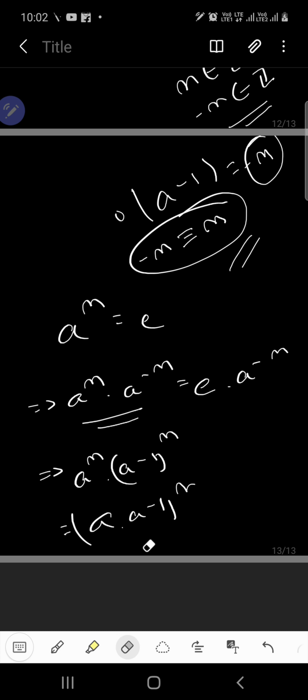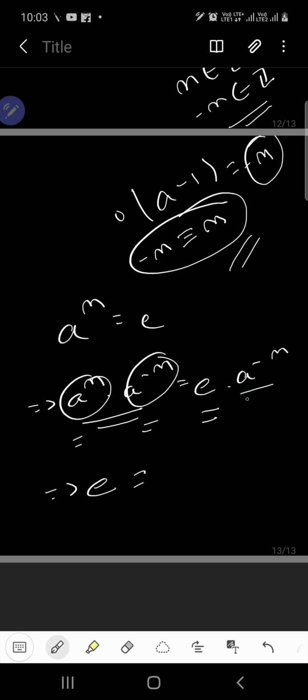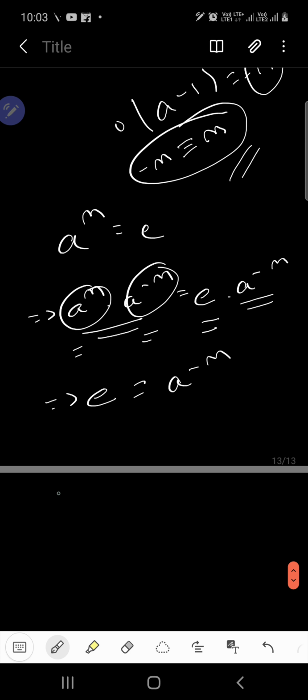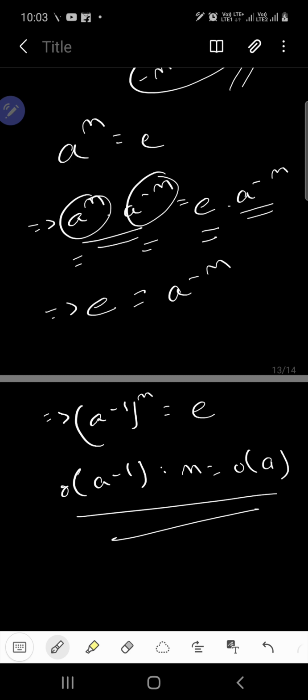Or we don't need to get into it like this. See, a to the power minus n is the inverse of a to the power n, right? So the inverse times the element gives you e, the identity element, and the identity element times any element of that particular group gives you the element itself. So this is a to the power n. That implies that a to the power minus 1, whole to the power n, is equal to e, and the order of a to the power minus 1 equals n, which was also the order of a. So we are done with the problem.